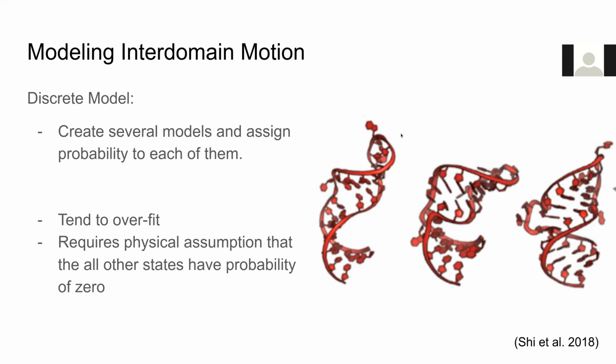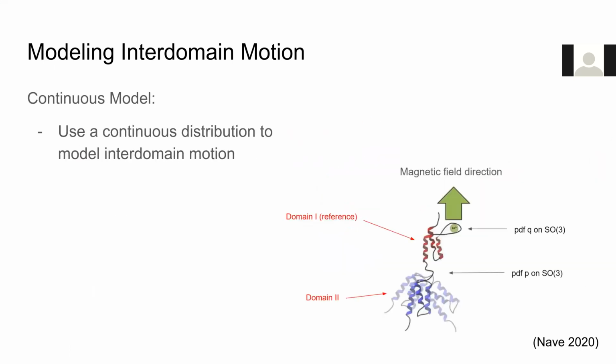You get the idea. However, they suffer from some drawbacks, meaning they tend to overfit and require some physical assumption that all the other states have a probability of 0. To overcome these issues, I'm using a continuous model. So instead of generating a bunch of different models with some probability, I will use a probability density function, P, to model the interdomain orientation.